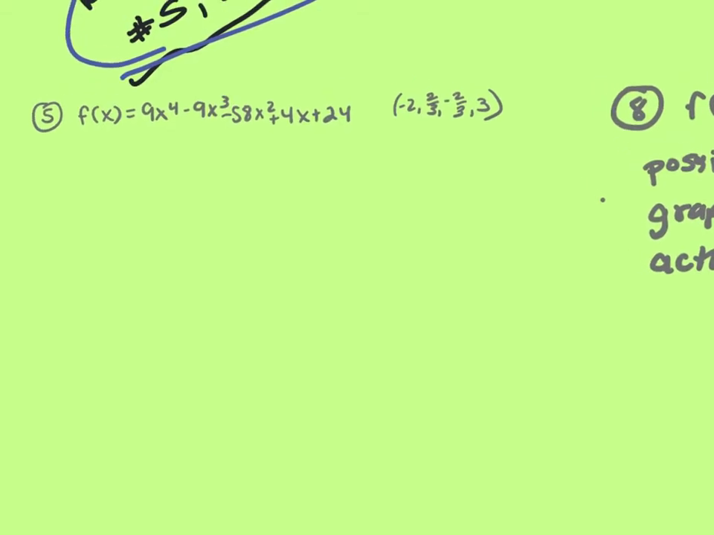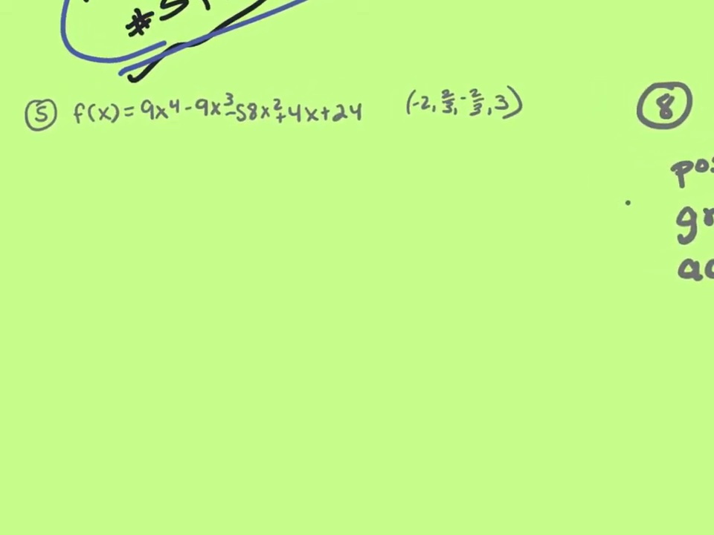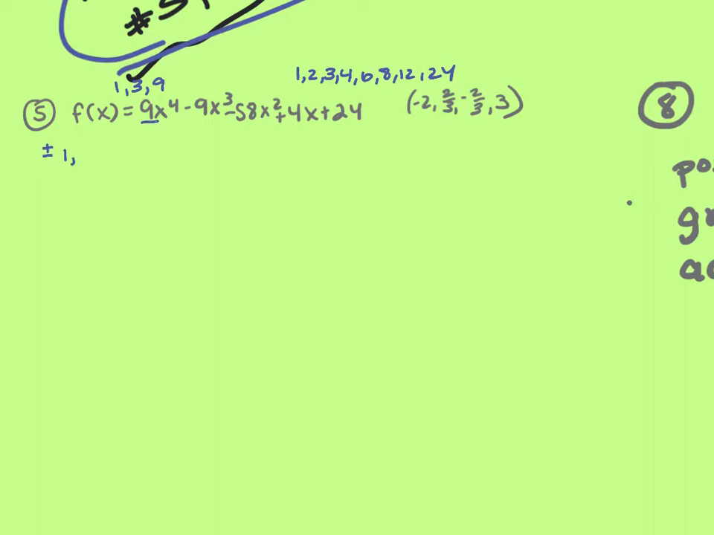So the first one was asking for all the roots. So the first thing you have to do is list out all the possibles. So the first one is 9, which means it's 1, 3, 9, and the last one's 24. So 1, 2, 3, 4, 6, 8, 12, and 24. And then you have to do plus and minus all the last over the first. So all of them would go over 1. Then all of them would go over 3. So 1/3, 2/3, 3/3 is 1. You already have it. 4/3, 6/3 is 2. We already have it. 8/3, 12/3 is 4. You already have it. And 24/3 is 8. We already have it.